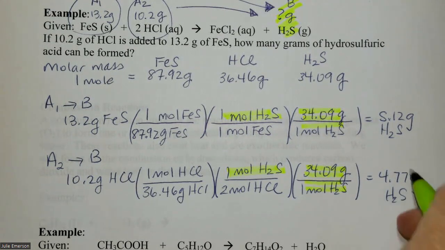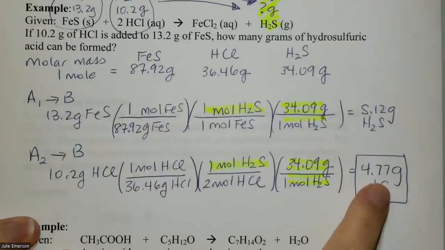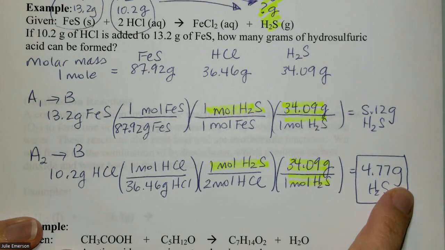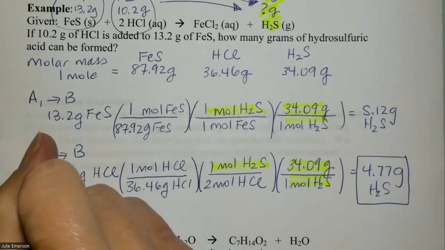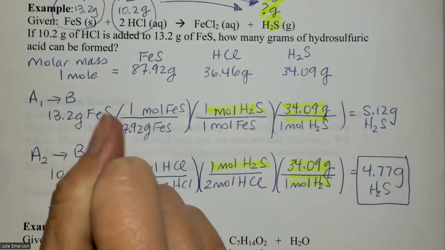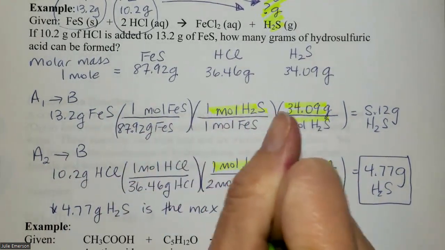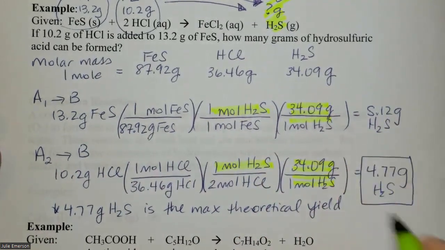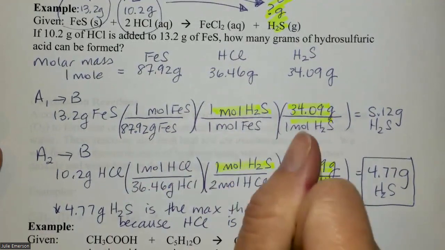So what I do is I circle the smaller. The 4.77 grams is the most I can make because at that point, all of the HCl reactant is gone. It's been used up. So that is the most H2S I can make. So this calculation tells me everything I need to know. It tells me that 4.77 grams of H2S is the max theoretical yield, in theory, and that is because the HCl is the limiting reactant.